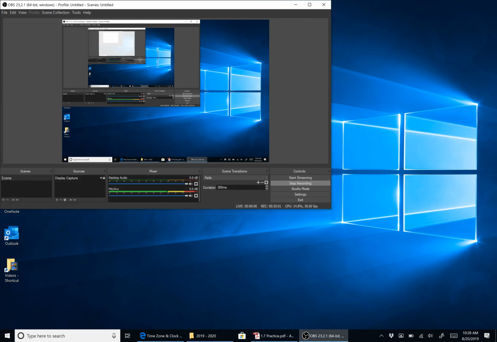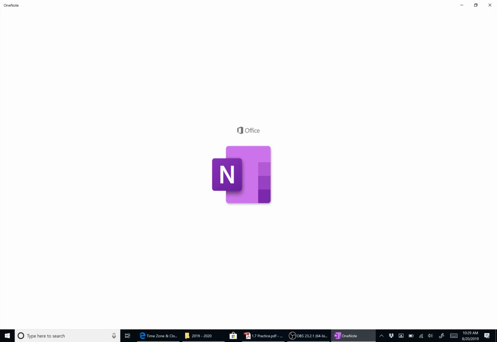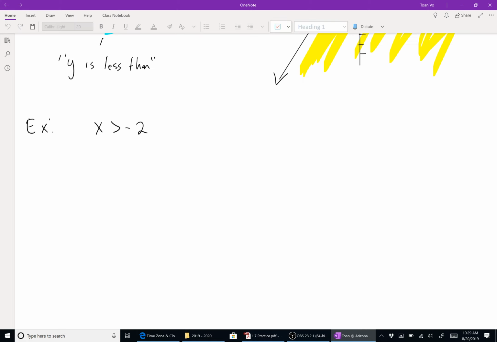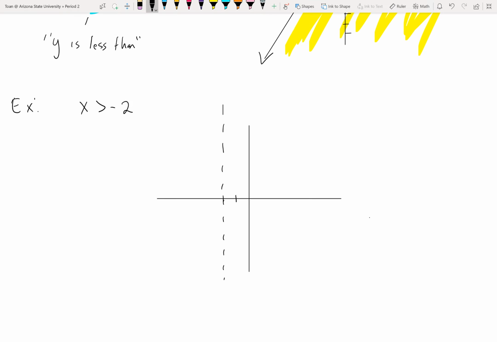Now here's the hard part that kids, oh no, it crashed on me. Hopefully it saved. Nope. Oh, yes it did. Sort of. So here's our dotted line.